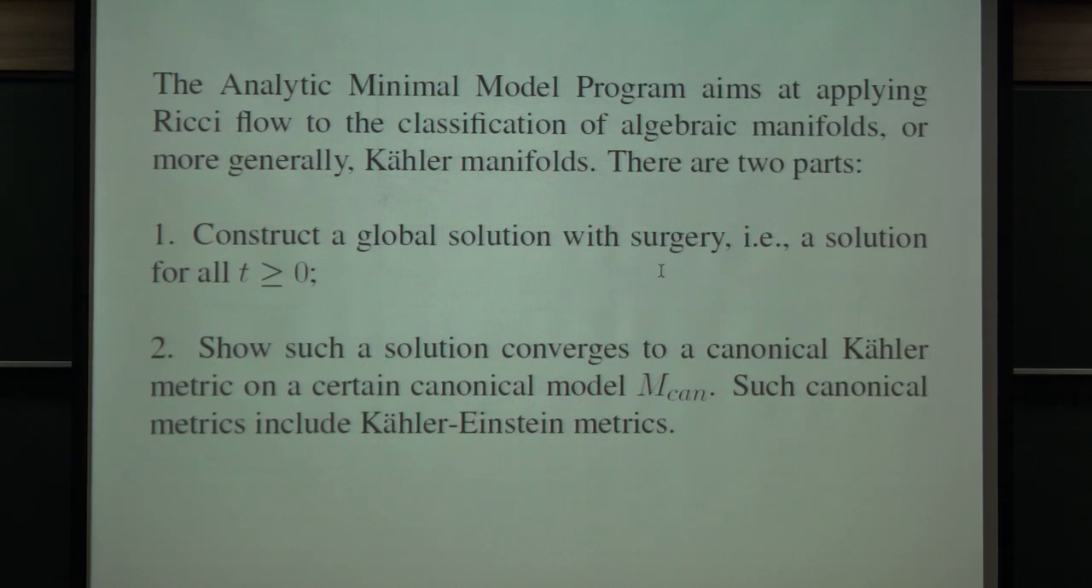So the analytic minimal model program aims at, we call it analytic because the goal of this program is like the minimal model program in algebraic geometry, but we like to use the analytic method to do that. More precisely, we want to apply the Ricci flow to classify these algebraic manifolds, or more generally, Kähler manifolds. So there are two parts. One part is to construct a global solution with surgery. And the second part is to show such a solution converges to a canonical Kähler metric on a certain canonical model. And such canonical metrics include the Kähler-Einstein metric.